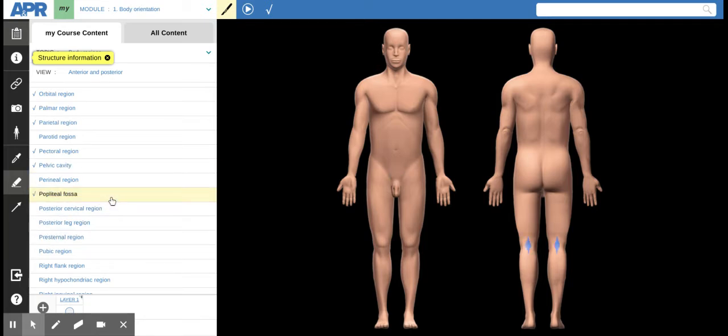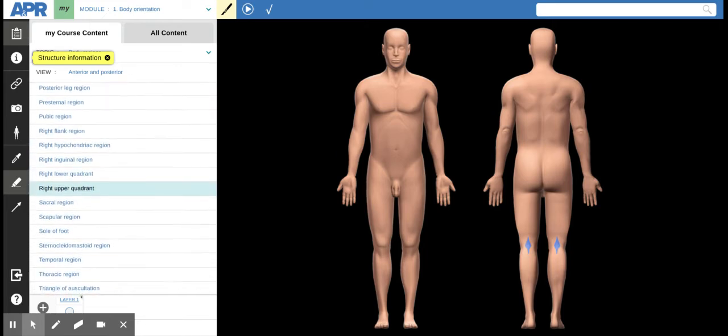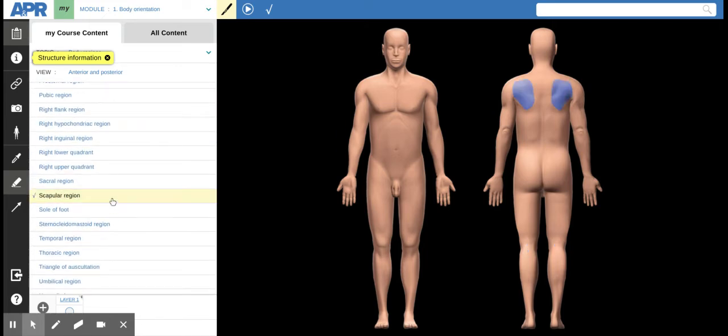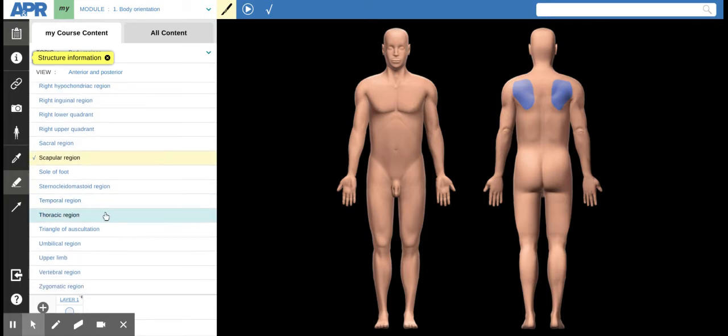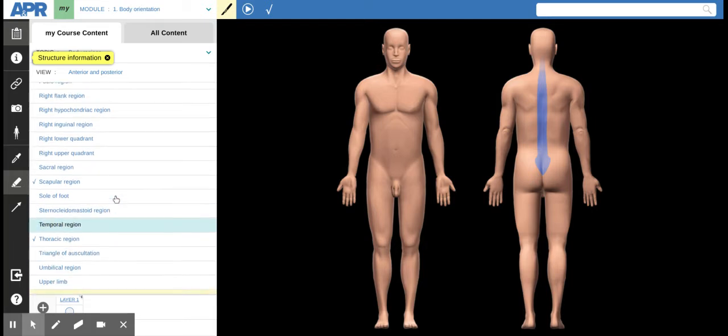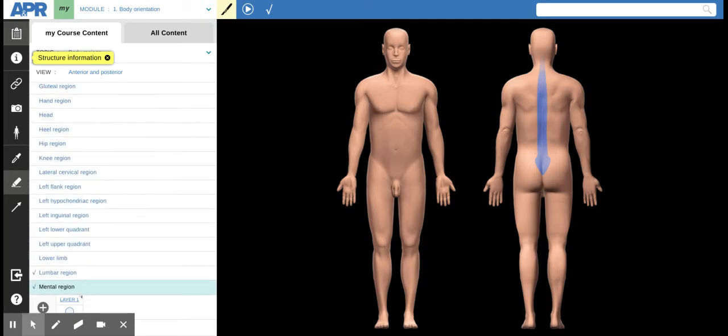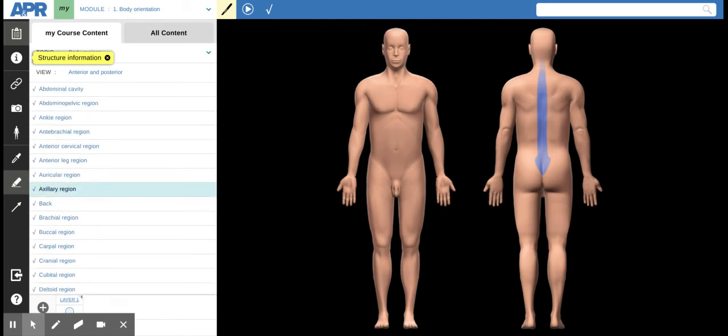The popliteal being the back of the knee. The scapular being the back of the shoulders. Thoracic, the mid-chest and mid-back. And the vertebral along your vertebrae. As you can see, there are other options here to look at, but those are the main ones that come out of your lab manual.